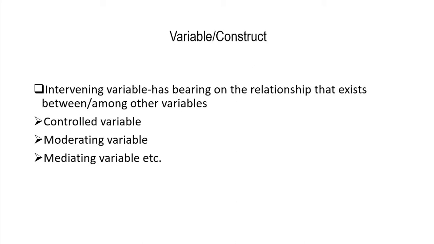So, for instance, let's make an example in this class. Assuming that we all want to look at how we are able to learn statistics through this course and how it also affects our fear of statistics. So our learning of statistics becomes our independent variable, and our fear of statistics becomes our dependent variable. But if we don't look at the background of each of us, we may not see the true meaning of the relationship that exists between our learning of statistics and our fear of statistics.